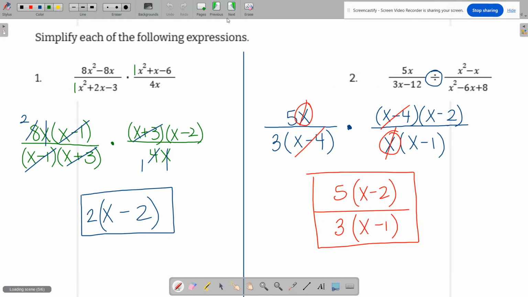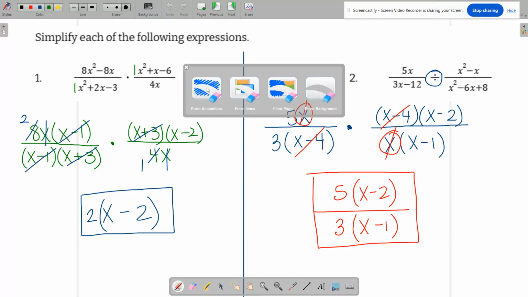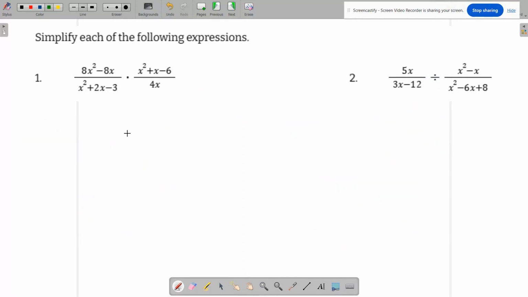So let's try a couple of examples. Let me erase these because I already have those answers there. Our first example is multiplication. So 8x squared minus 8x over x squared plus 2x minus 3, times x squared plus x minus 6 over 4x. We are going to factor every single piece here.